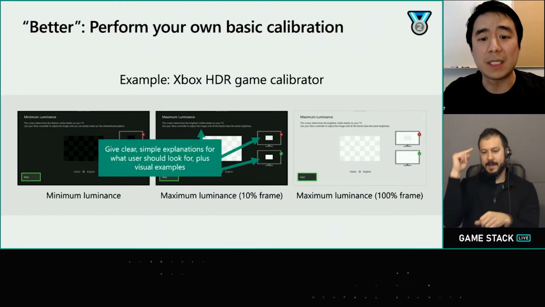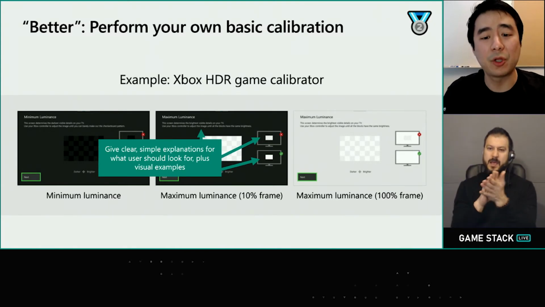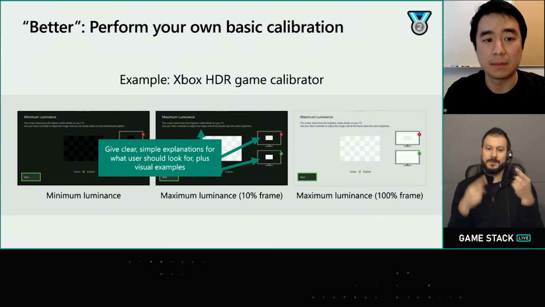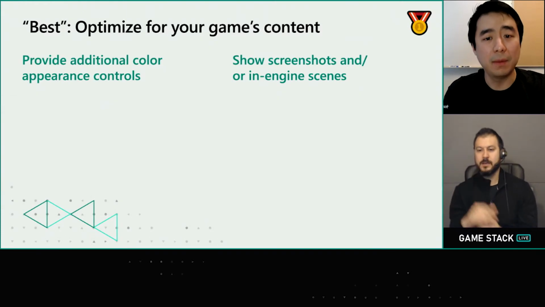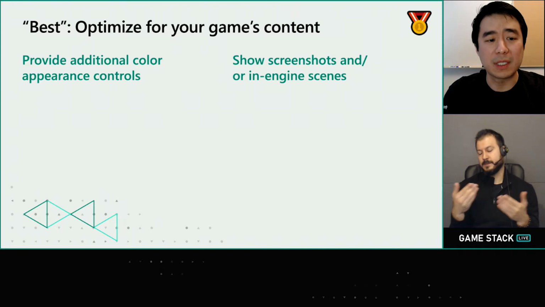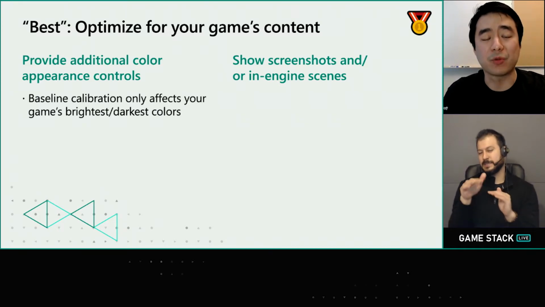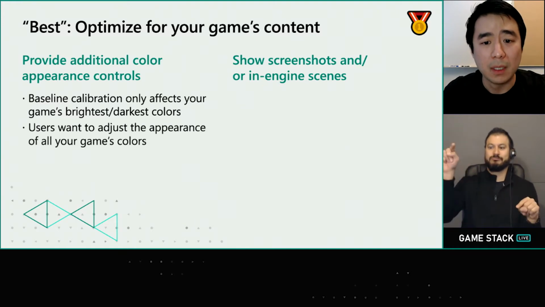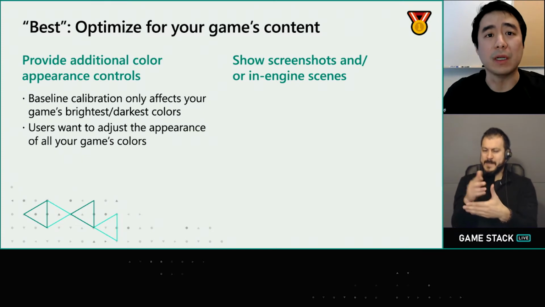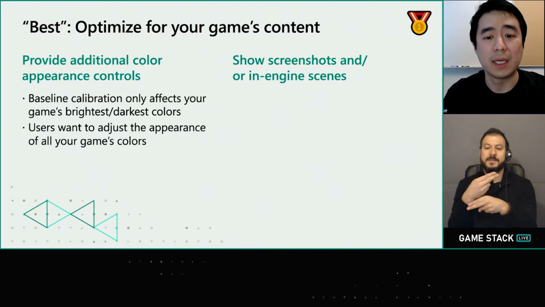A best practice is to give the user clear instructions that don't get bogged down in technical details and show them examples for what both success and failure look like. And finally, best. We have two pieces of guidance here. First, you might have noticed that the previous basic calibration steps only affect the extreme highlights and shadows in your game. But users are going to want to control how the midtones appear, really the vast majority of your game's content. In the next slides, we'll cover 3 additional color controls that you should implement.